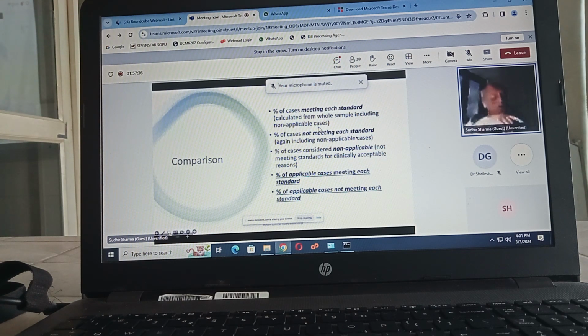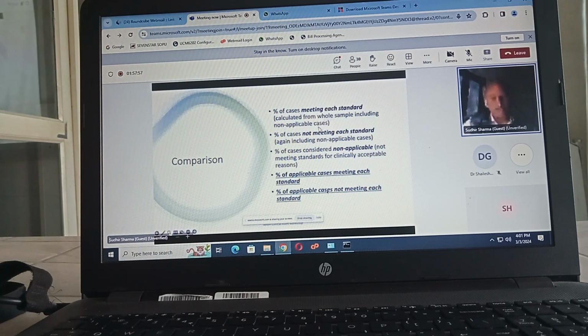This is an outline. After that, what you get is applicable cases. Applicable cases. So this is the information that we actually need from all data that we have gathered.